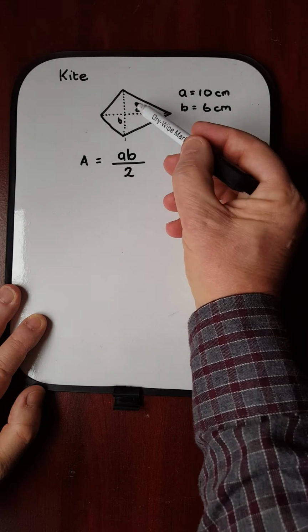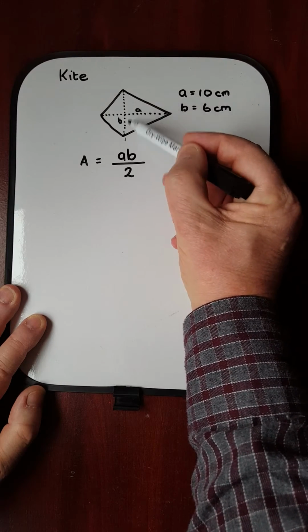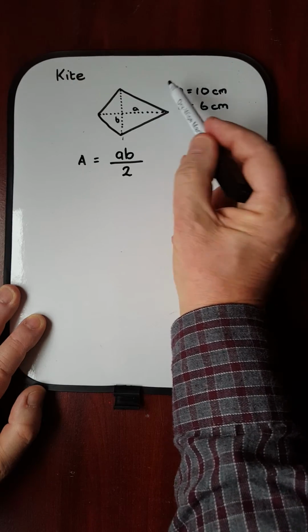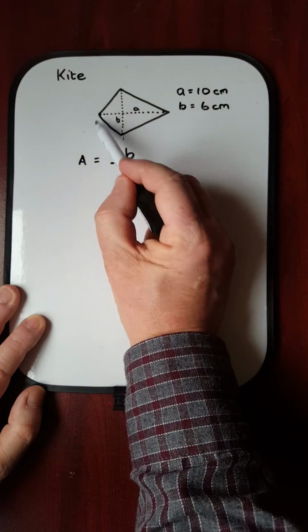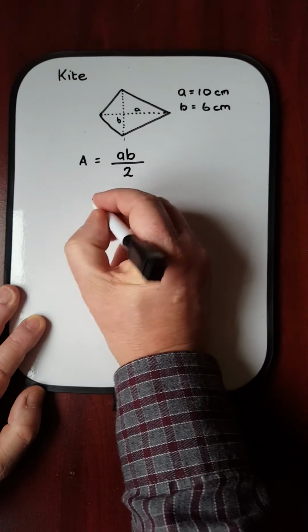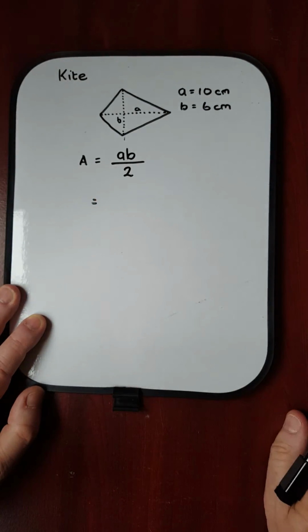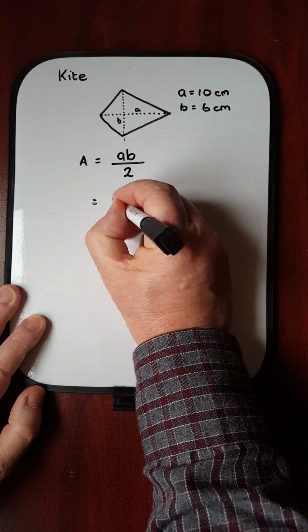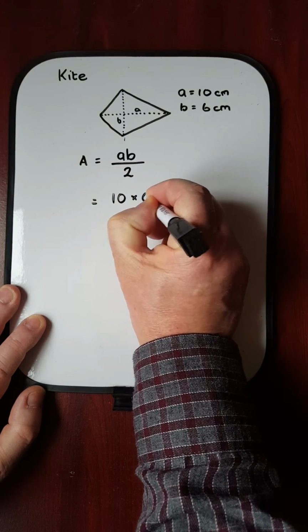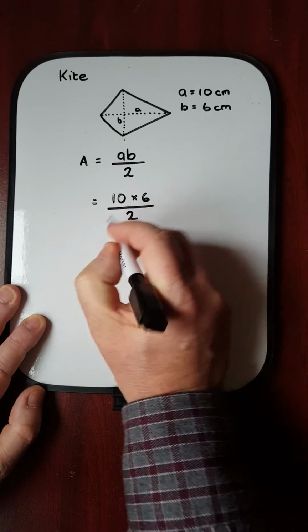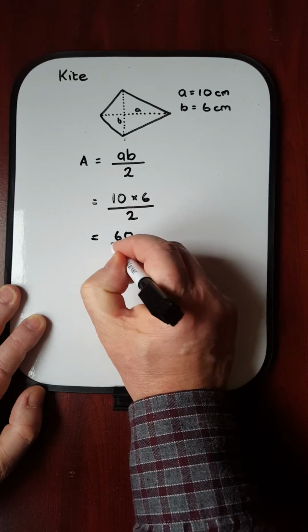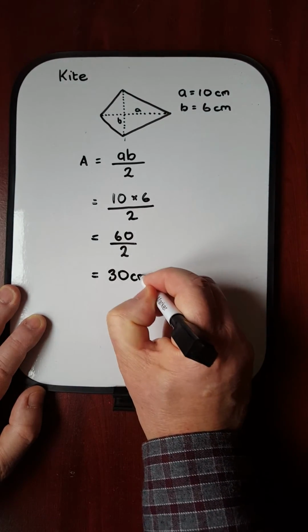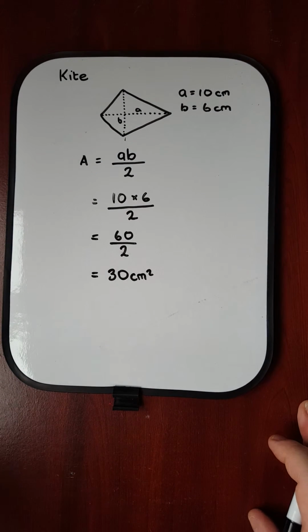Again, the halving aspect is because it's lots of triangles. It's basically two triangles here on this side, which are part of a bigger shape, a bigger rectangle. Two triangles on this side, which are part of a bigger rectangle. So in here then, I've given you an example of what the lengths would be. So A times B is 10 times 6 over 2. 10 times 6 is 60 over 2. 60 divided by 2 is 30 square centimetres.